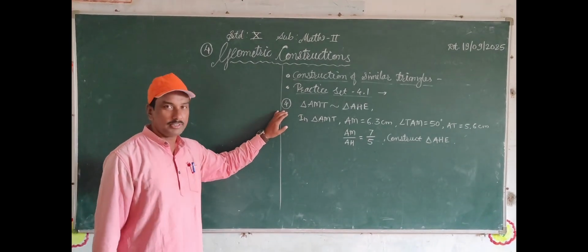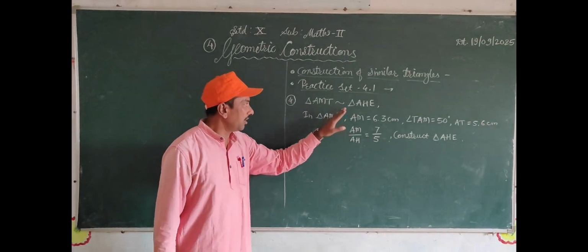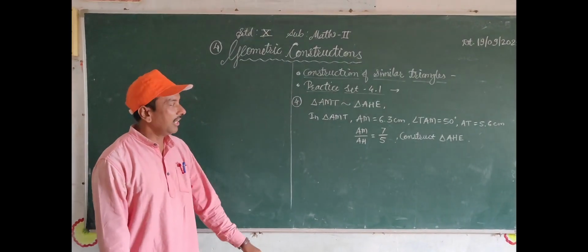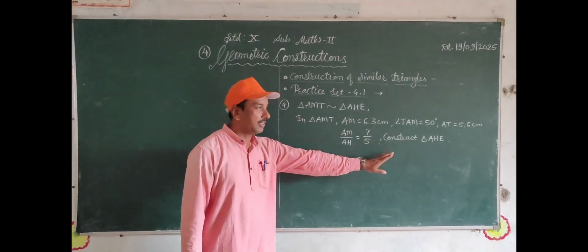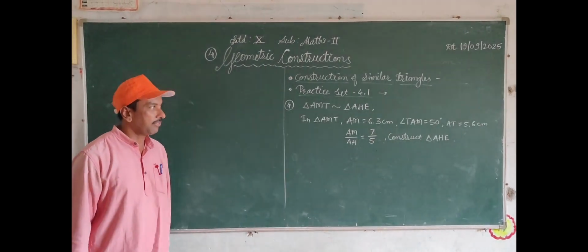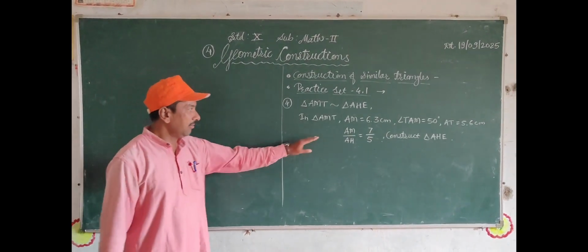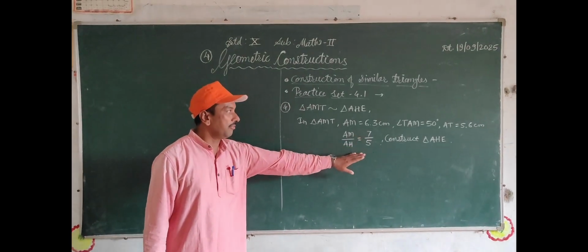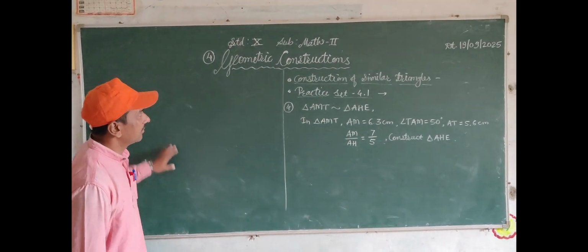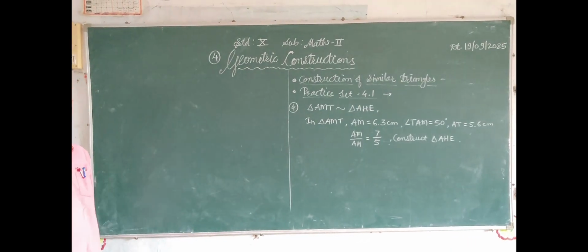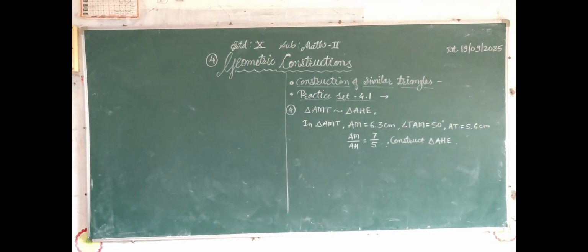Question number 4: triangle AMT is similar to triangle AHE. In triangle AMT, AM is 6.3 cm, angle TAM is 50 degrees, AT is 5.6 cm, AM upon AH is 7 upon 5. Construct triangle AHE. So we will construct these two similar triangles by using a compass box.